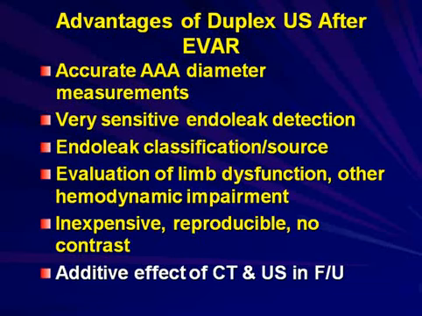So the advantages of duplex ultrasound after endovascular aortic repair is that we can provide very accurate residual diameter measurements of the aneurysm sac. We can be very sensitive to endoleak detection, identifying the source of it, the direction of flow. We can evaluate limb dysfunction, any other hemodynamic impairment that might threaten the graft. It's relatively inexpensive, reproducible, and does not require any contrast. And I believe there's an additive effect of CT and ultrasound in follow-up of these patients.